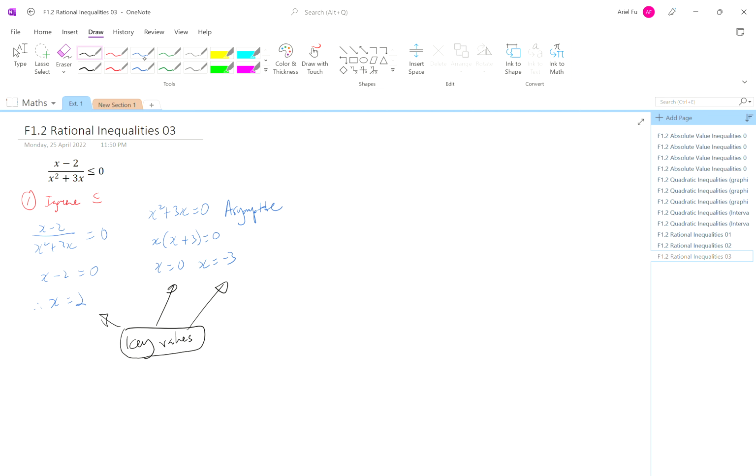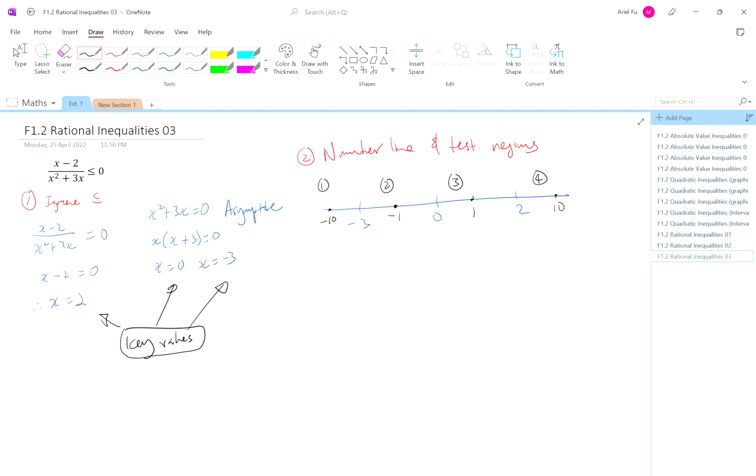Now, based on that, we're going to draw a number line and test regions. So we're going to do a number line here, and we're saying that -3, 0, and 2. Again, it breaks the number line into 4 sections, 1, 2, 3, and 4. So I need to pick out 4 points. I'm going to pick out -10, -1, 1, and 10.